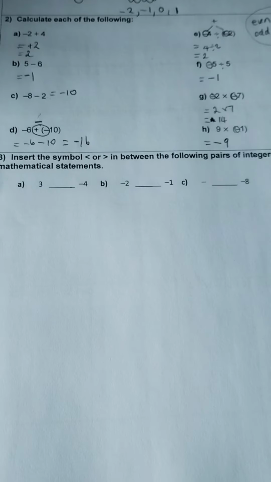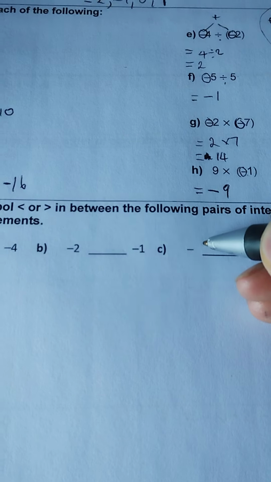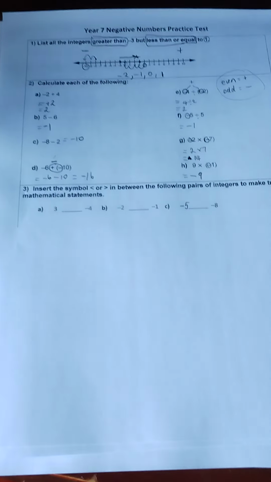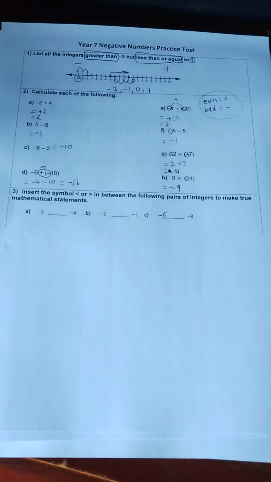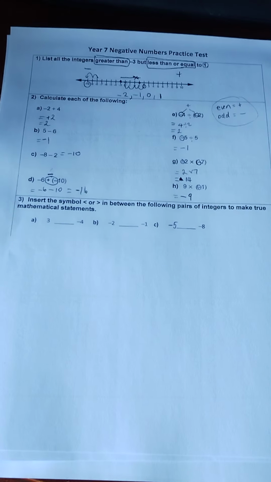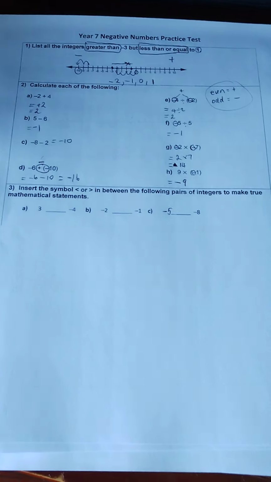Alrighty. With this one down here, the number here is supposed to be a 5. So it's a negative 5 there. I didn't print it off correctly. All right, so number 3 says, insert the symbol less than, equal or greater than in between the following pairs of integers to make true mathematical statements.